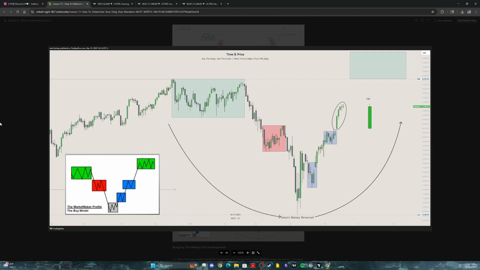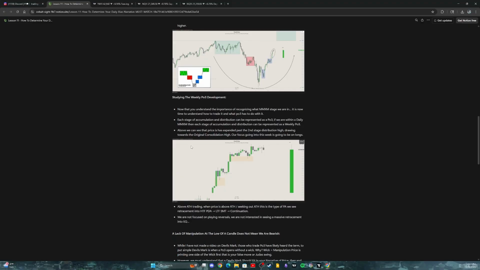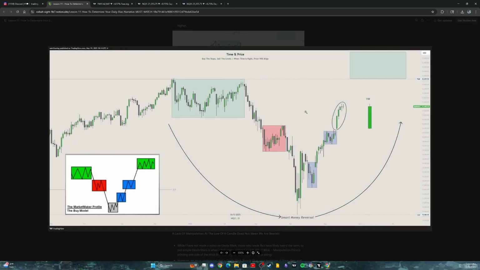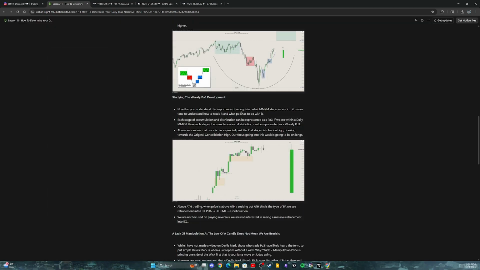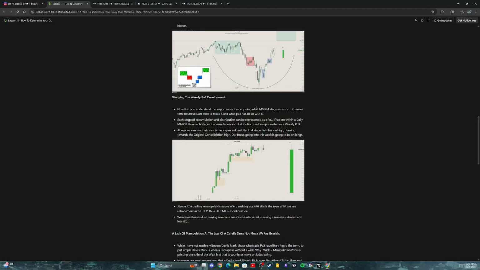So now we're going to understand how to utilize Power 3 to trade. Like we talked about earlier, each stage of accumulation distribution can be represented as a Power 3. If we're within a daily market maker model, then each stage of accumulation distribution can be represented as a weekly Power 3. Like we just talked about, price is expanding above the second stage distribution right here, drawing towards the original consolidation high above. So with a clear external draw higher and an overall bullish bias in terms of market structure, we're only going to be looking for longs going into this weekly Power 3.